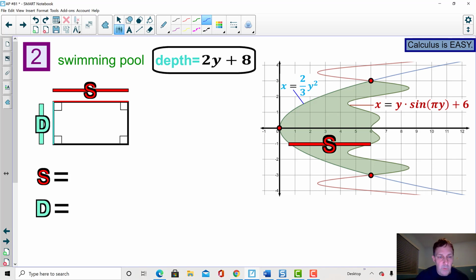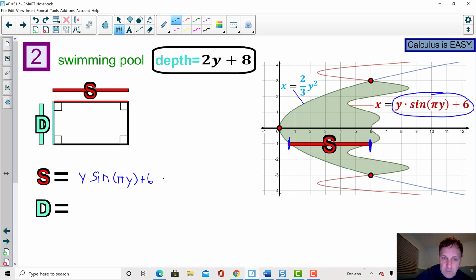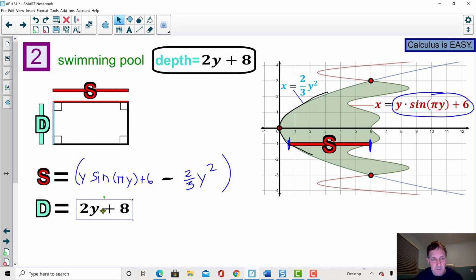But let's go ahead and write down what the s is, and let's write down what the d is. The s is just going to be the right minus the left. So the right is this function here. Then we do minus. Then the left is going to be this function here. That's just 2/3 y squared. So that's going to be our s. The d, again, is kind of like the depth. That's going to be 2y plus 8. There we go, 2y plus 8.